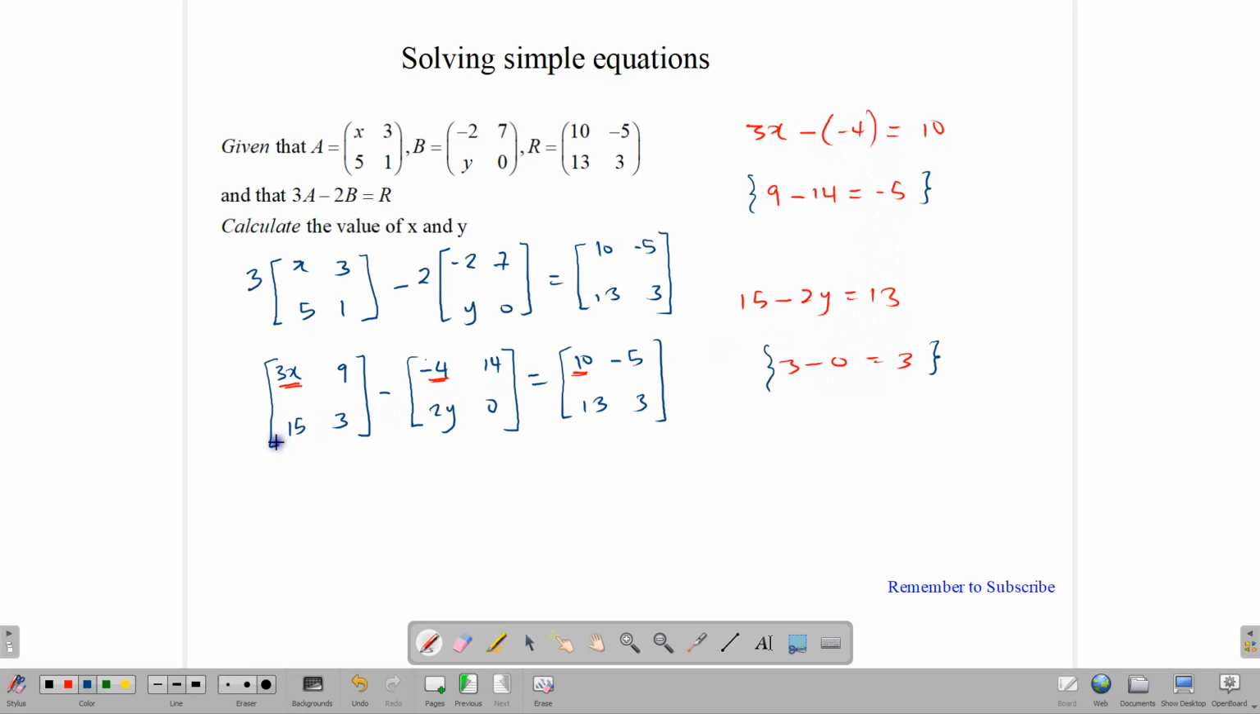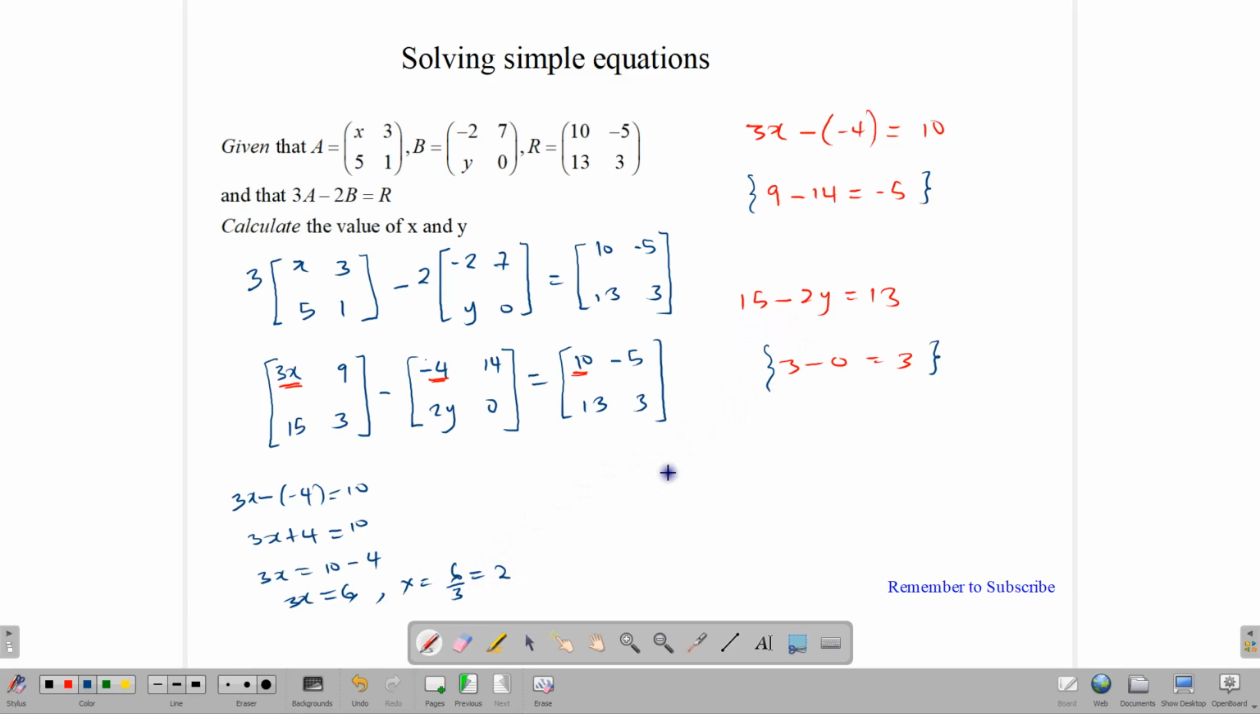By doing that, we can write down these two equations. 3x minus negative 4 is equal to 10, which tells us that 3x plus 4 is equal to 10, and we can solve that easily by saying 3x is equal to 10 take away 4, which means 3x is 6, and by that we know that x is 6 over 3, which is 2.